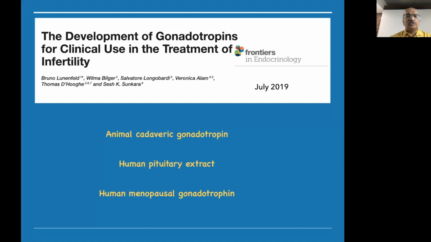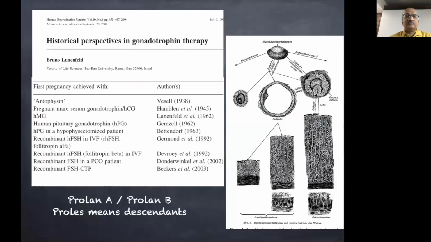The evolution of gonadotrophins has been neatly published by Bruno Lunenfeld in two of his articles, and this is the latest one, published in Frontiers in Endocrinology in July 2019. As we are all well aware, animal cadaveric gonadotrophin was used in ancient times, then human pituitary extracts, then human menopausal gonadotrophins, and now we use recombinant FSH. In this historical perspective article, Bruno Lunenfeld has given the evolution of the gonadotrophins we use.